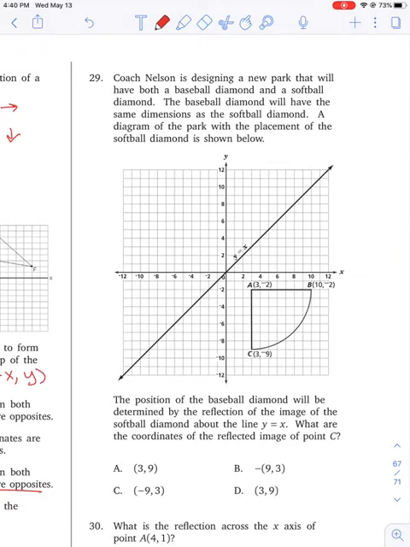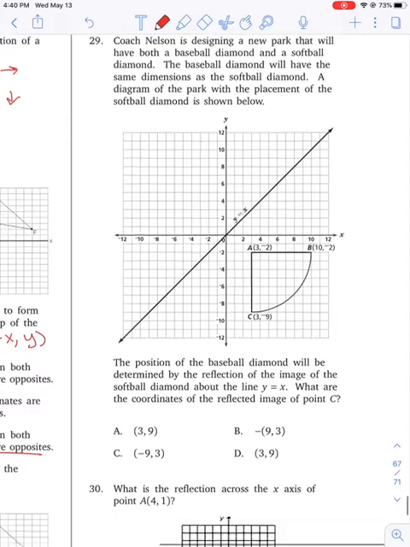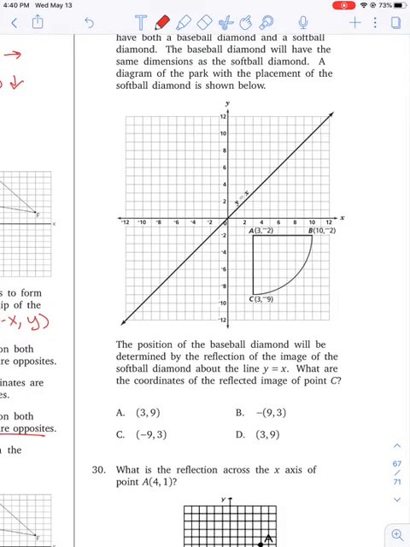Okay. Coach Nelson. All right. So just read the question. So it says we're going to reflect it over that line. So this diagonal line is our mirror, which is crazy. We haven't really done one like that.